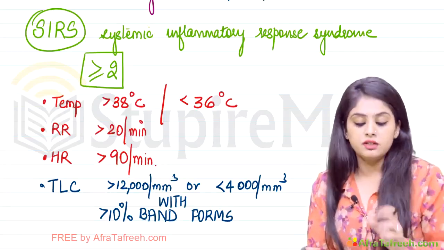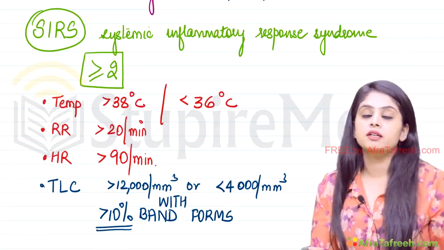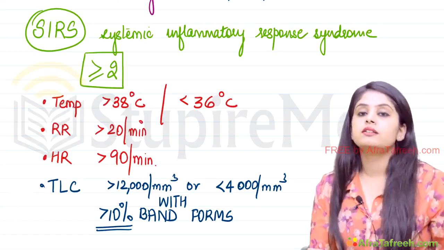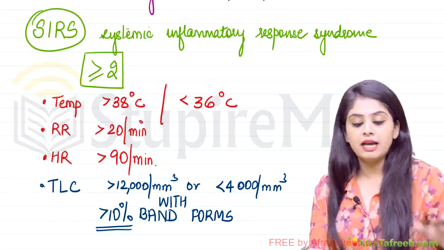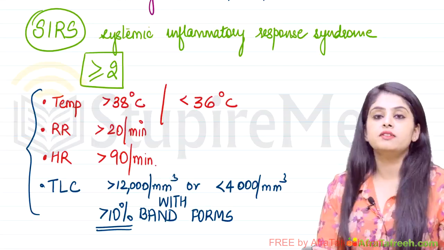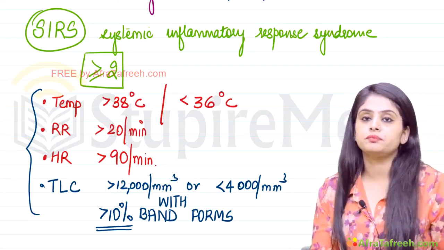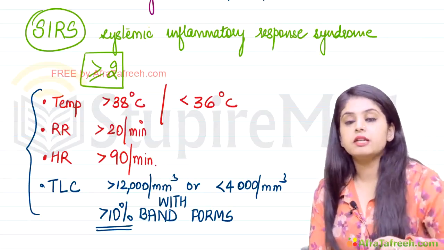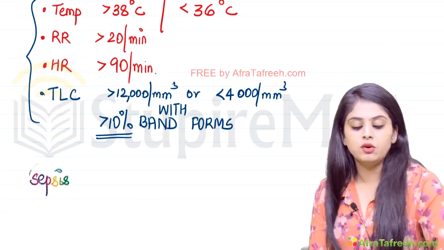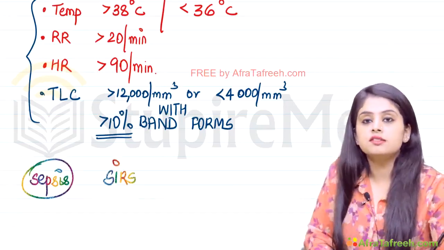So this is that, remember, more than 10% of band forms present in the peripheral blood with either a total leukocyte count of more than 12,000 or a TLC less than 4,000 is very important. And remember, out of these four, when 2 or more than 2 are present, we will diagnose a patient as having systemic inflammatory response syndrome. Then how do you differentiate it from sepsis? Very commonly used term, patient has gone in sepsis. That is nothing but SIRS that we just discussed.